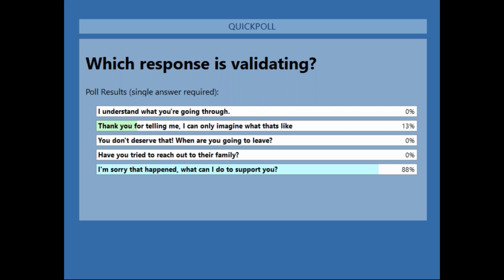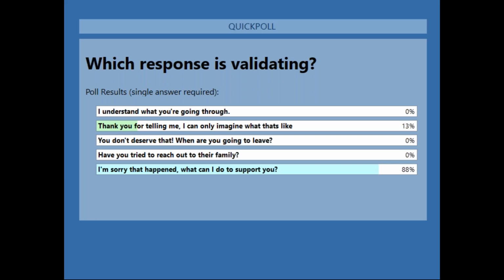So that can be a validating response. Thank you for sharing something that was deeply painful with me. When was the last time someone thanked you for sharing something that was difficult to talk about, right? I can only imagine what that feels like. And of course, you can follow up with: you're not alone. What can I do to support you?